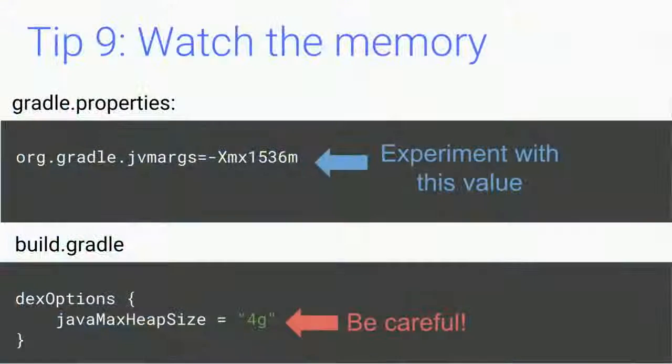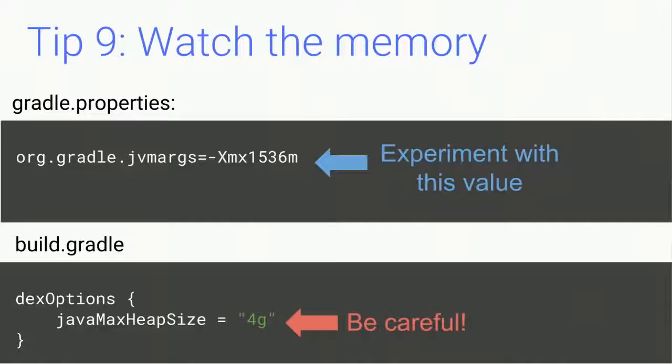Now, tip 9 is that you should be careful about the amount of memory you're giving to Gradle. In Android Studio, when you create a brand new project, by default, we will give Gradle 1.5 gigabytes of memory. That might be a good setting for your project, or it might be a bad setting for your project. We don't really know, because it really depends on the characteristics of your project. So you should tweak this setting to see what's optimal.